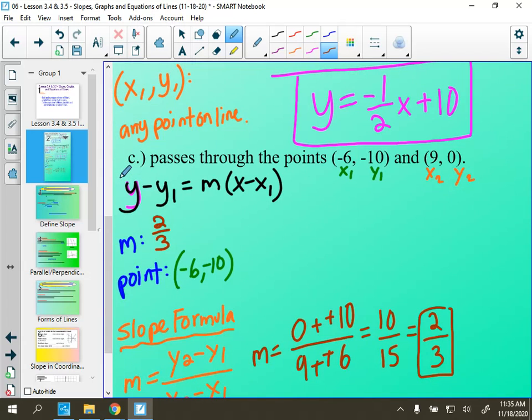So let's do it. Let's go through the last part of it here. I'm filling in everything I know. So I'm starting over here. Y, remember that y just stays kind of generic, minus, let's see, I'm calling this y1. So y minus -10 equals m, which we went through all that work to calculate, 2/3 times parenthesis, x minus, what's my x1? -6.